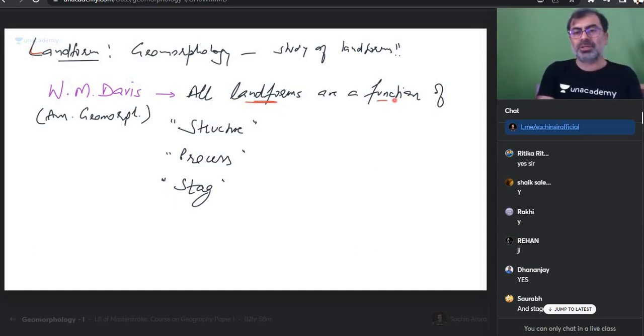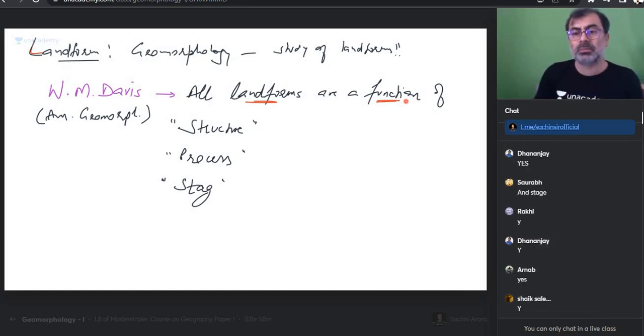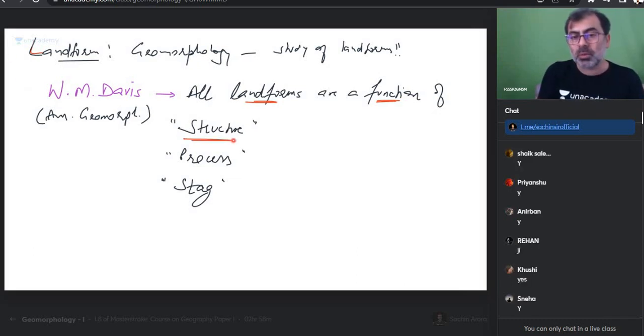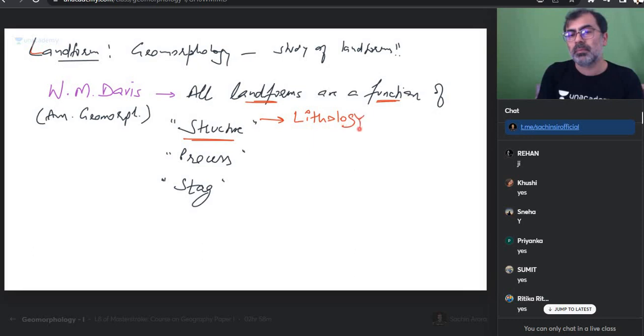So are you a function of your genetics? Yes or no? Your height, your weight, your metabolism, your eye color, your hair, everything, is it impacted by your genetics? So structure is what are the rocks made up of? Lithology. Yes or no? Get it?